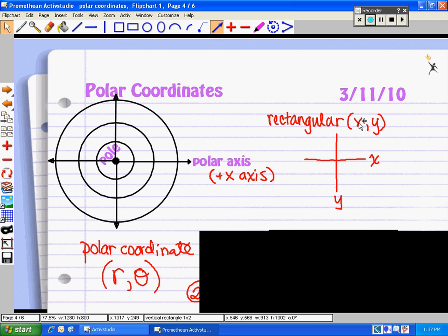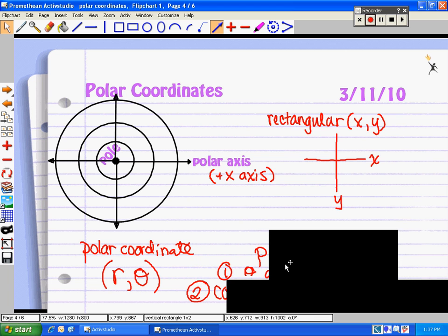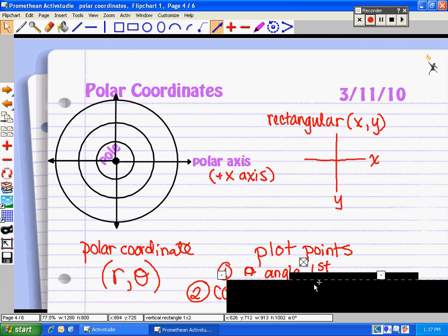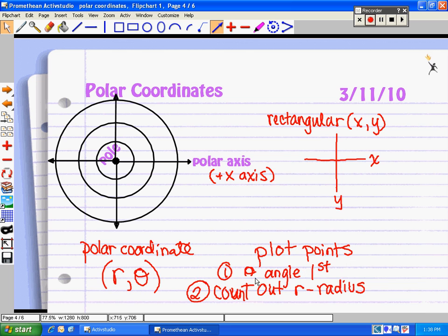Now typically when we did rectangular, we would go over first, so we would do the x number first and then the y. Well, when you do polar, the best way to think about it is do the angle first. Think about where the angle would be first. So in order to plot polar points, I first think about where's the angle. Once I find the angle, then I count out the r, how many radii I have. So find the angle, then count out how many radii you need, and then plot the point. So let's do some examples.